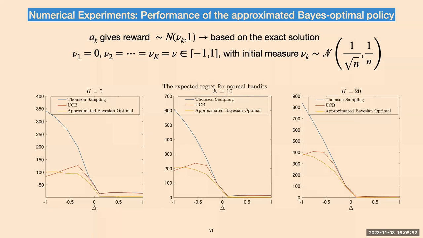Can you remind me again what was capital delta? This is the difference between the optimal arm and the other arms.